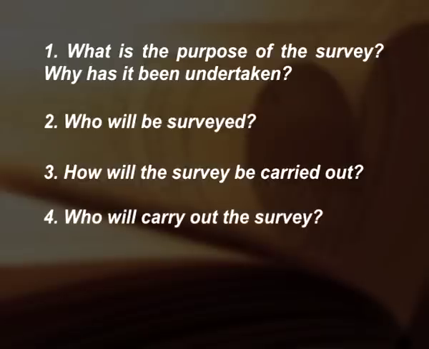Number 4. Who will carry out the survey? Objectivity is important but difficult to attain. Any bias on the part of the surveyor must be taken into account when analyzing the results. Useful conclusions and recommendations have to be made. It is important that the result of the survey is published in full. Both positive and negative points must be included.